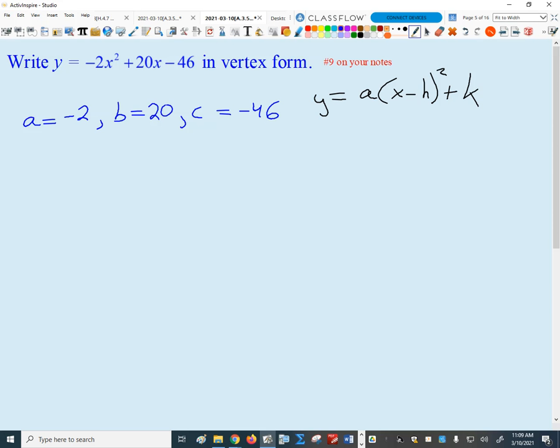Good stuff. Okay, good. So we know h equals -b over 2a. So write the numbers then that you'd get on the top and the bottom of that fraction. If I make those substitutions, if I plug 20 in for b and -2 in for a, what do I get on the top and the bottom?